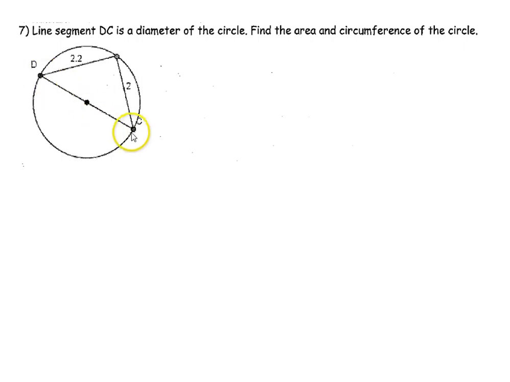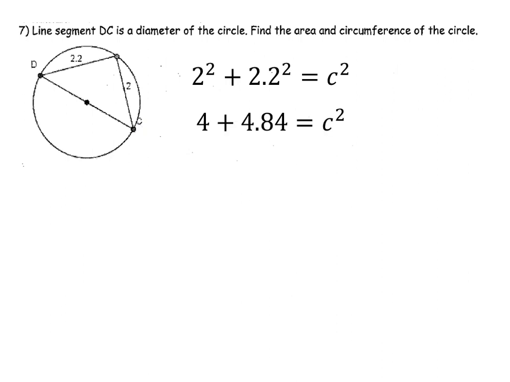Since this is a right triangle, we can find this length, which will be helpful in finding the area and the circumference of the circle, because this is the diameter. So I'm going to use the Pythagorean theorem to find that missing side length DC. So I plug these things in. 2 squared plus 2.2 squared equals c squared. This is the Pythagorean theorem. I have the two legs. I'm missing this hypotenuse. So I find that by evaluating these squares, and I get 4 plus 4.84 is equal to c squared. And then I can add these two things together, giving us 8.84, and that is c squared.